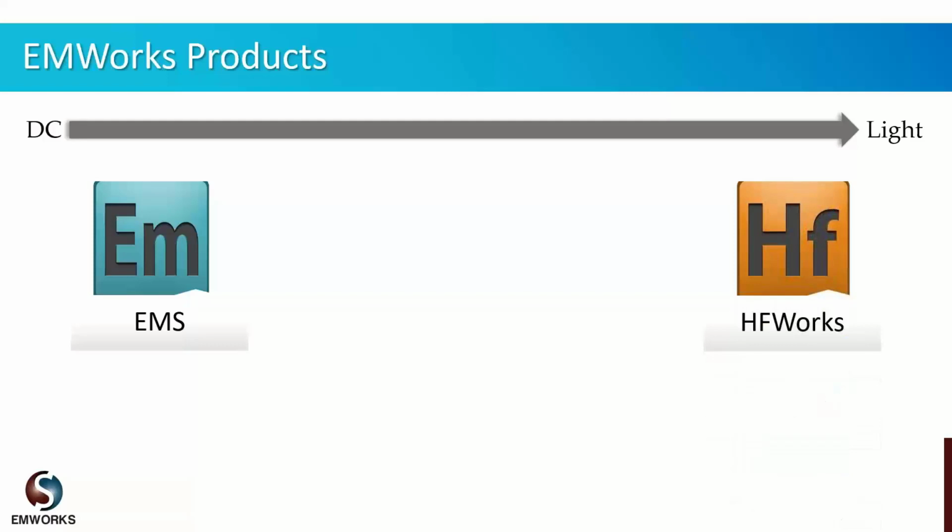The second product is HFWorks, which is used for electromagnetic simulation of RF, microwave, high frequency, and high-speed electrical and electronic devices. It covers applications including a wide range of antenna, resonators, filters, connectors, waveguides, and etc.